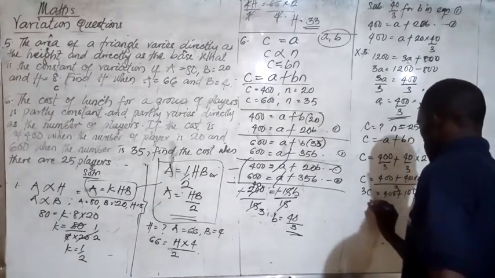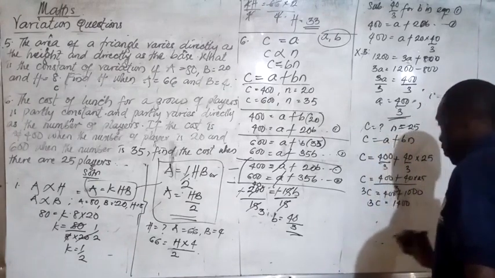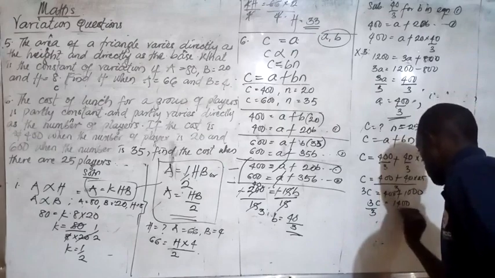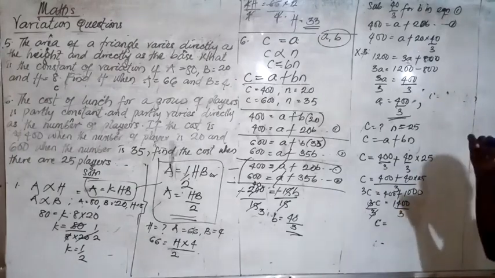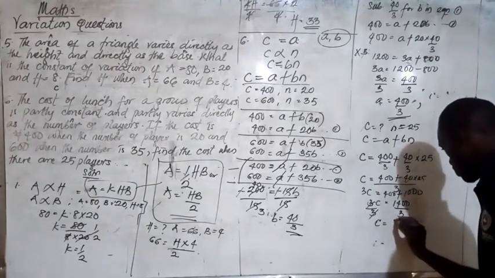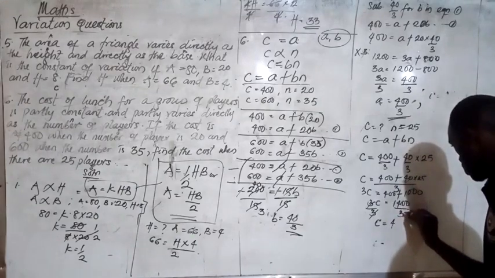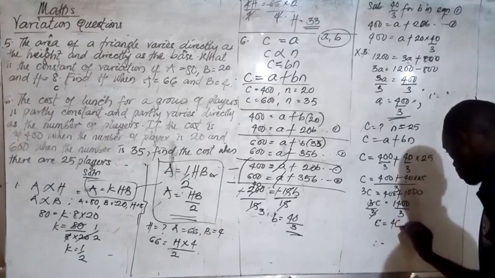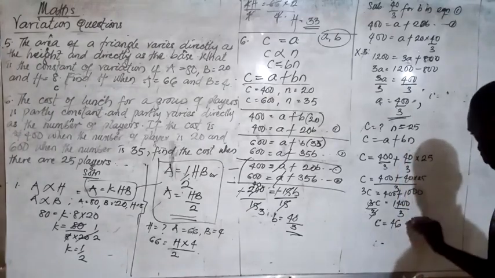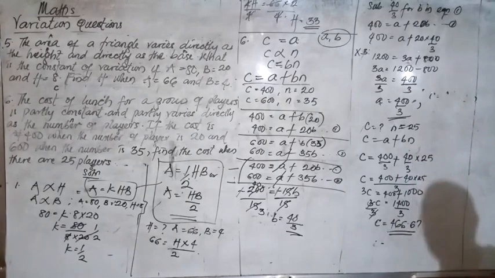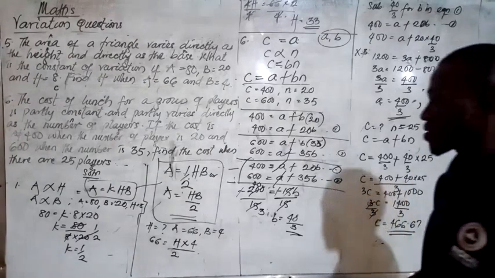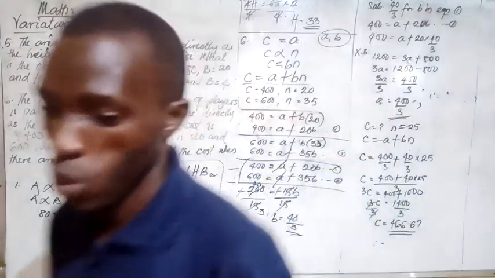So that we have 3C equal to 1,400. So we divide both sides by 3, so that C will be equal to 466.67. Alright, so this is going to be the answer for C. Alright, we're going to go over to number 7.